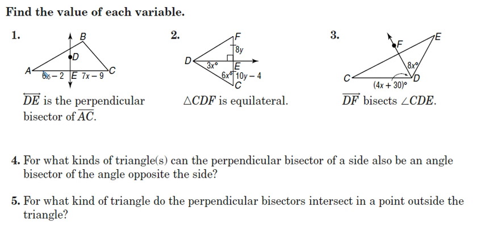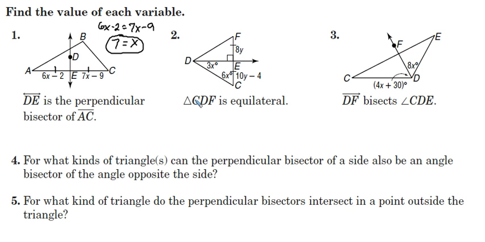So for number 1, it shows us that DE is the perpendicular bisector of AC. That means that this side is congruent to this side, equal halves of the perpendicular bisector. So all we need to do is set the two expressions equal to each other. 6x minus 2 equals 7x minus 9. I'm going to subtract 6x from both sides to get x. I'm going to add 9 to both sides to get 7. And as simple as that, x is 7.